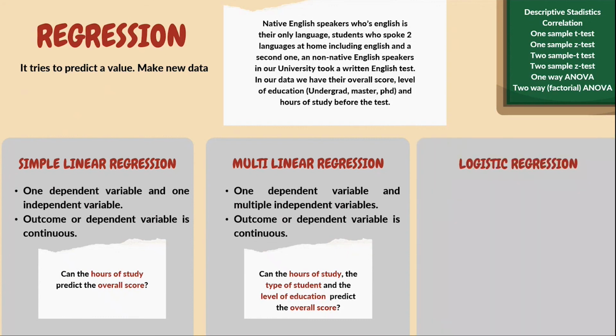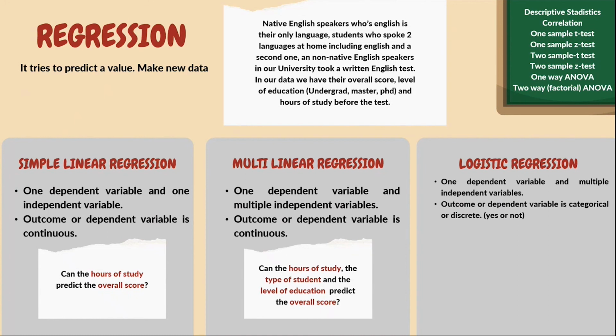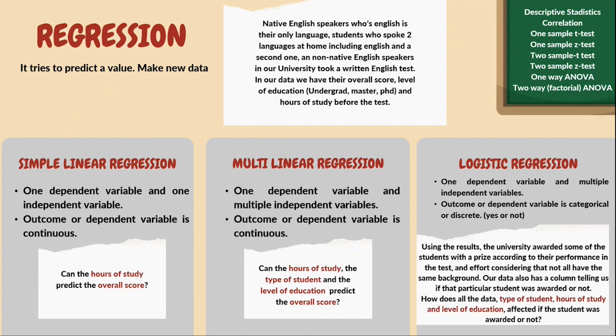And finally, logistic regression, where we have one dependent variable and multiple independent variables, but in this case, the outcome or the dependent variable that we are trying to predict has to be categorical or discrete. In other words, the answer should be a yes or a no. This is what we have to add to our example to make this logistic regression example. Using this data, the university awarded some of the students with a prize according to their performance in the test, in an effort considering that not all of them have the same background. Our data also has a column telling us if that particular student was awarded or not.